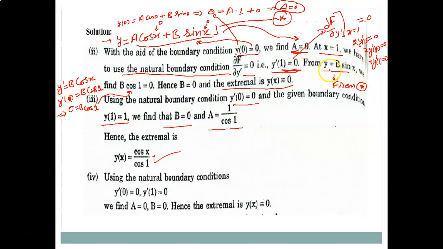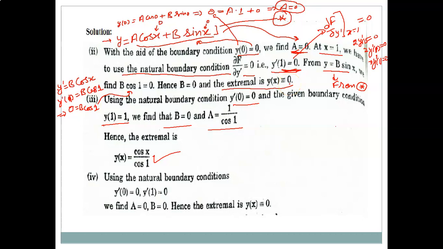Now from equation star, we have already obtained that y equal to b sin x. In this case, we differentiate it. Y dash comes out to be b cos x. When we take y dash at 1, y dash at 1 is b cos 1, but y dash 1 is 0, so b cos 1 is 0. Either b is 0 or cos 1 is 0. Cos 1 can never be 0, so b equal to 0. So ultimately, a is already 0 and here b is 0. The solution of the problem comes out to be y(x) equal to 0. This is the extremal of this problem.